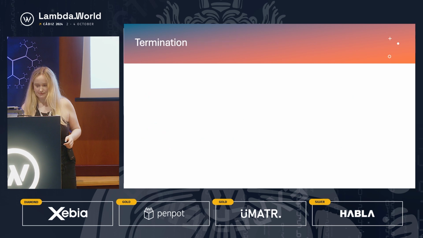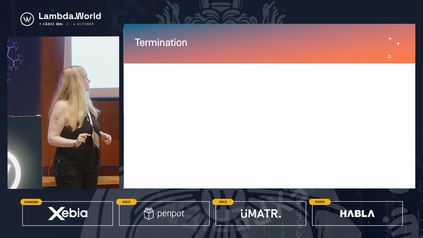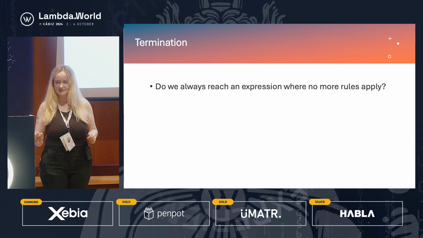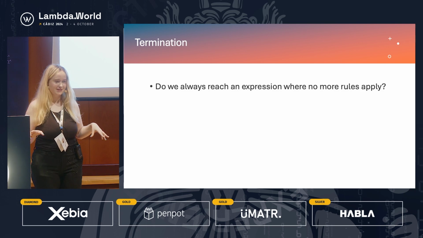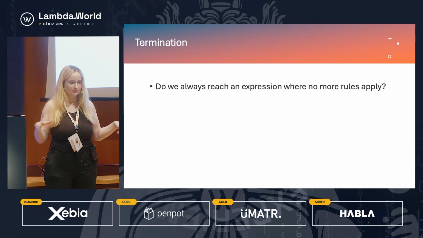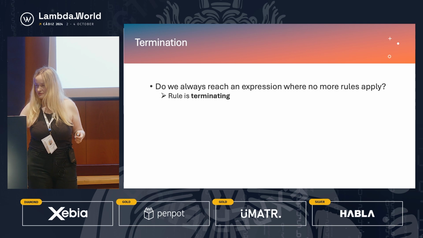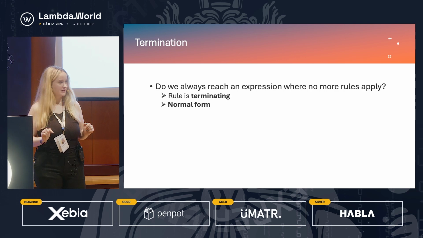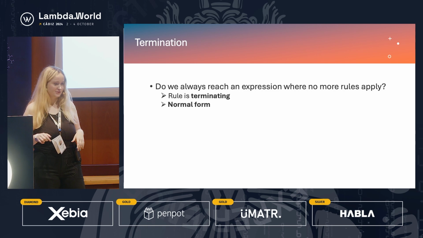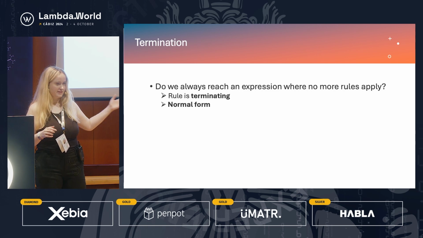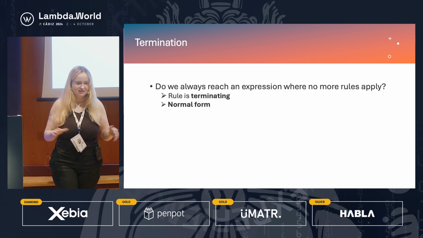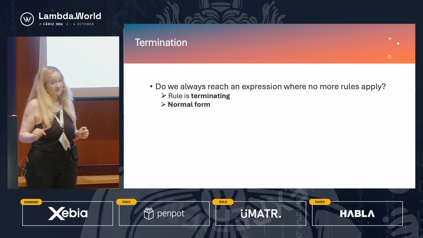So I want to explore some of the core concepts of rewrite rules. The first one is termination. So this concerns the question of whether or not we always reach a final stage where no more rules apply. If we do, this rule is called terminating, and the form that we arrive at is called the normal form. And the example we saw on the previous page was terminating because we reached a final state where no more rules can be applied.